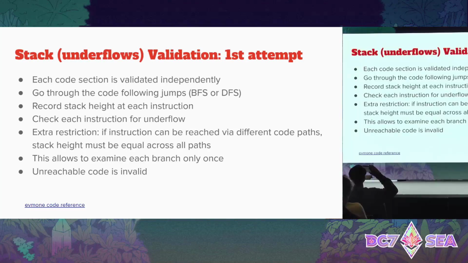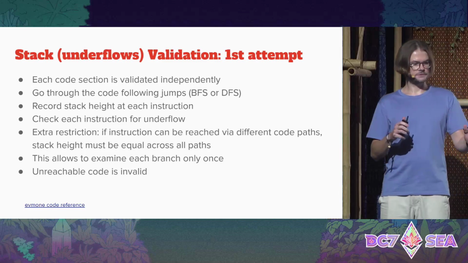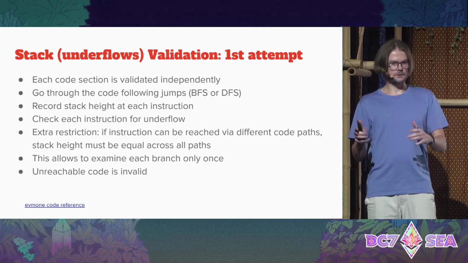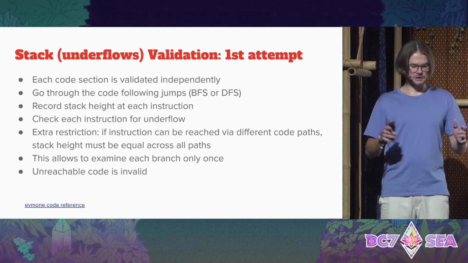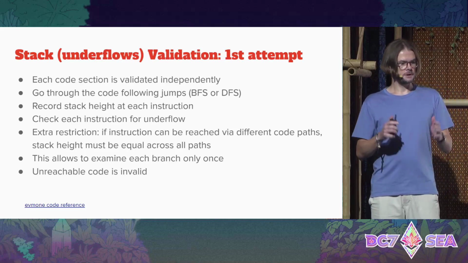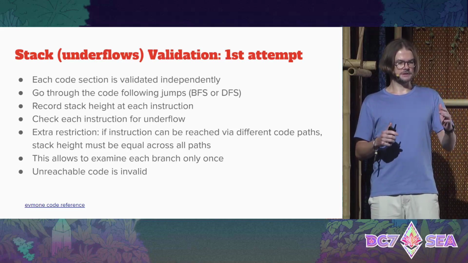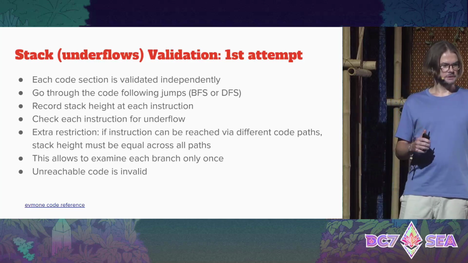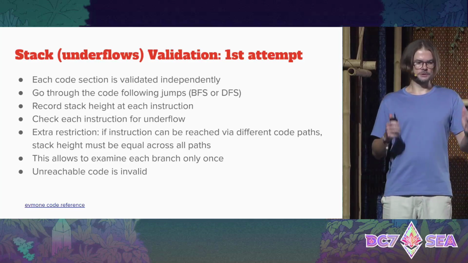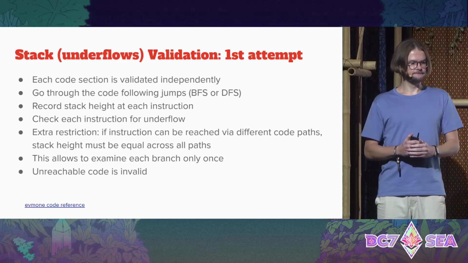This was our initial approach to this problem. And let's discuss underflows first. Overflows are handled quite differently. I will mention this later. So every section is validated independently, one section at a time. We traverse the control flow graph of the code in a breadth-first search or depth-first search manner, meaning we follow every jump. If it's a conditional jump, we follow both branches of the jump. We keep track of what is the current stack height for every instruction and record it. If it goes below 0, we detect underflow and reject this code as invalid.